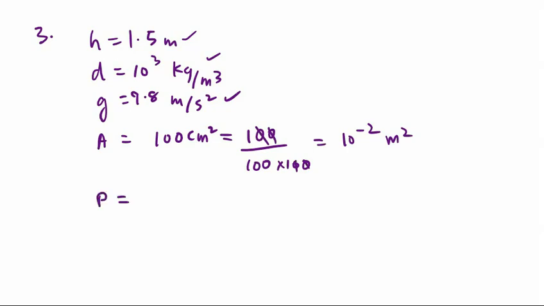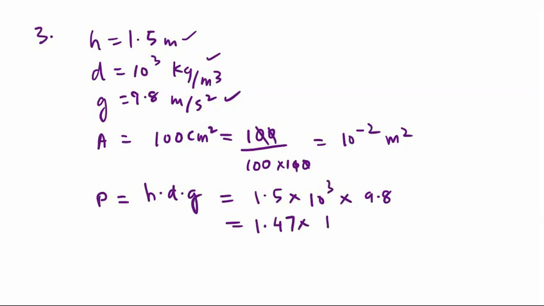So pressure is equal to force by area, or for a liquid column we use H into D into G, which is equal to 1.5 into D, which is 10 cubed, into G, which is 9.8. So that gives you a value of about 1.47 into 10 to the 4 Newton per meter square, Pascal or Newton per meter square, anything is fine.